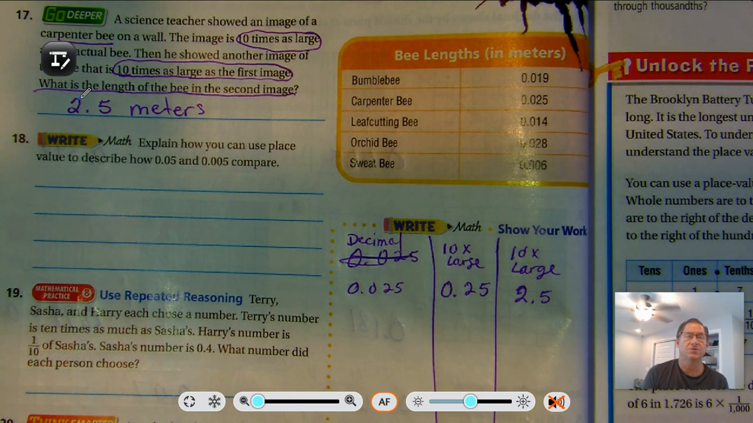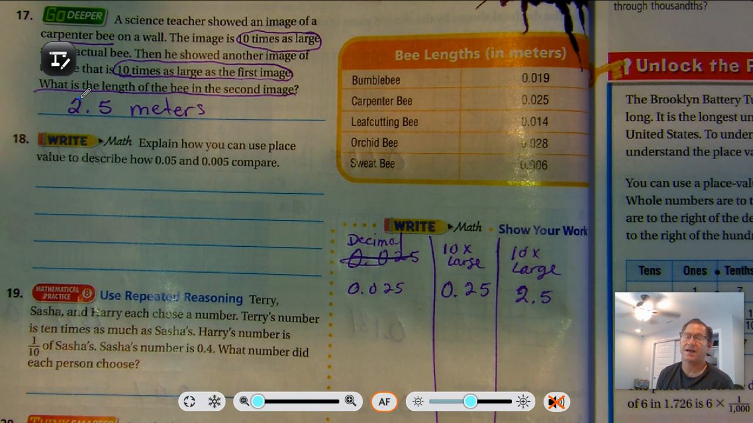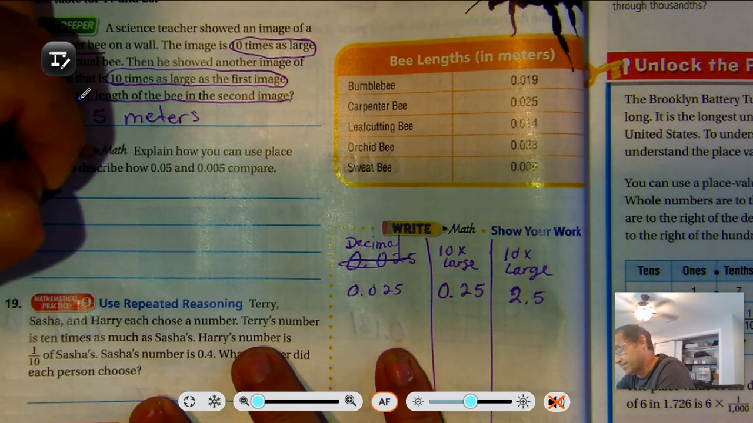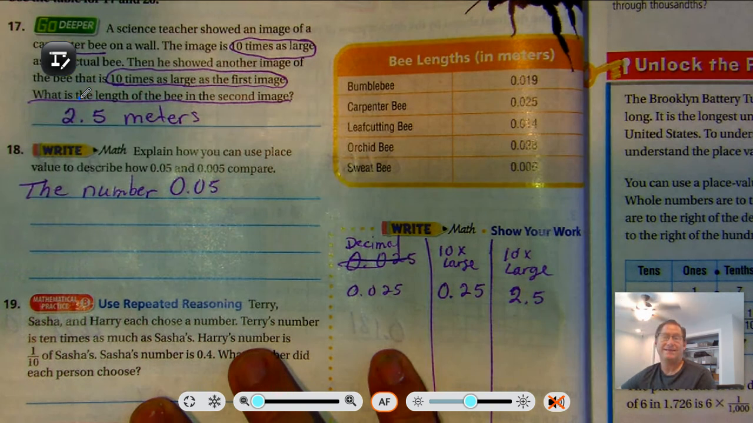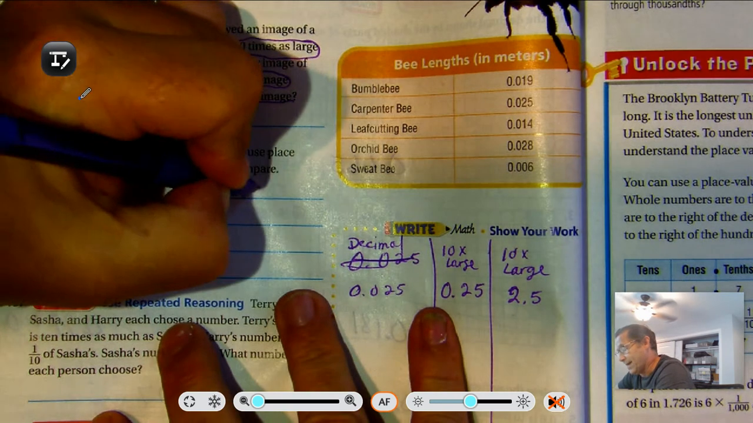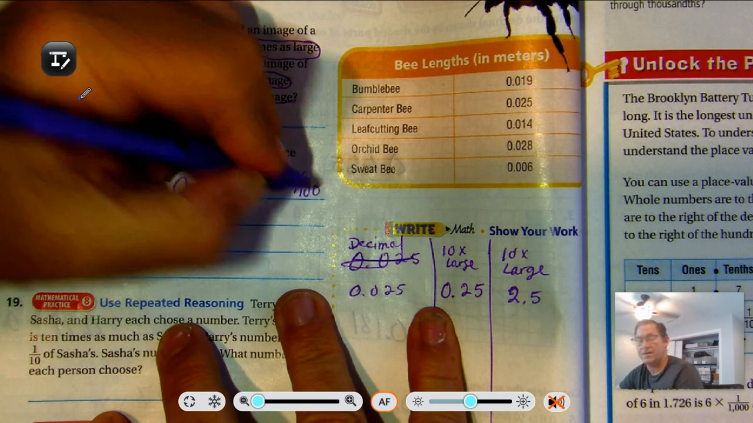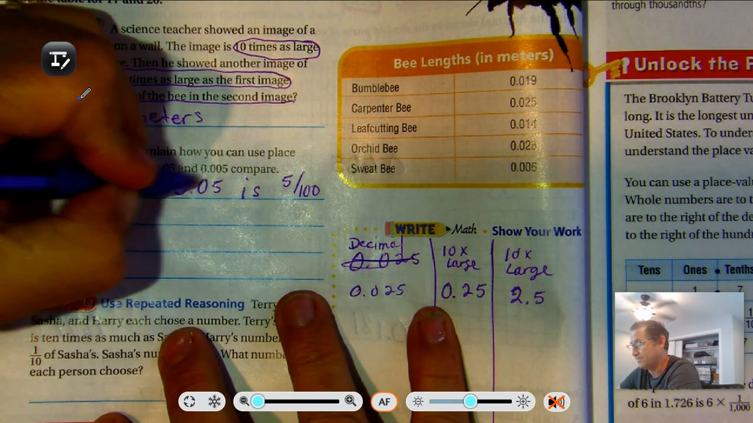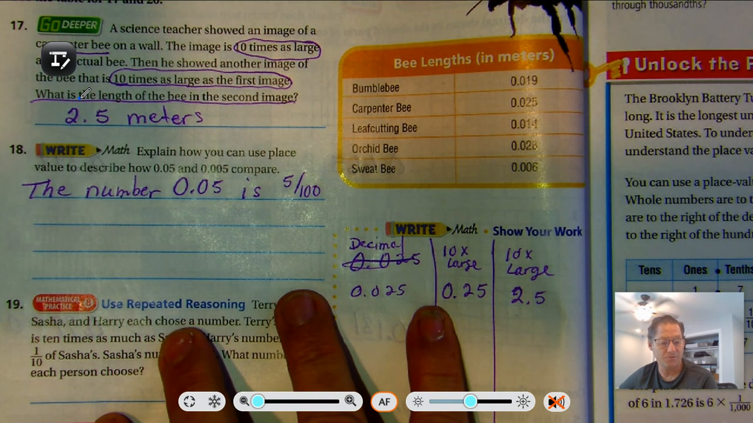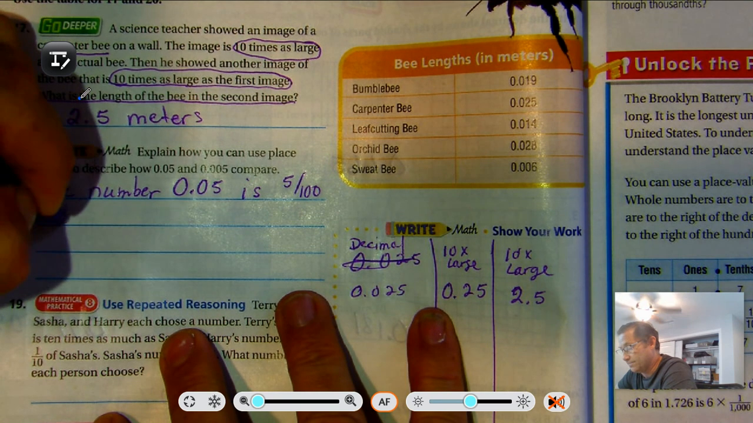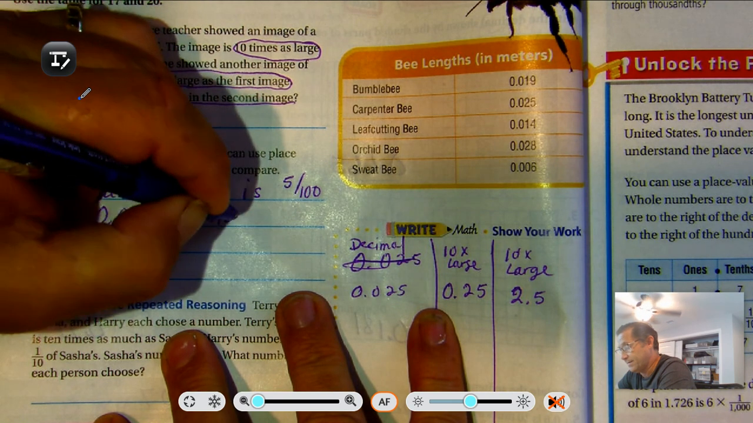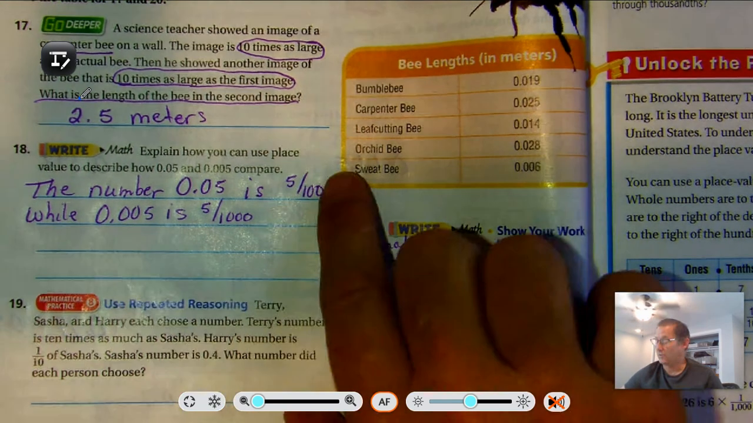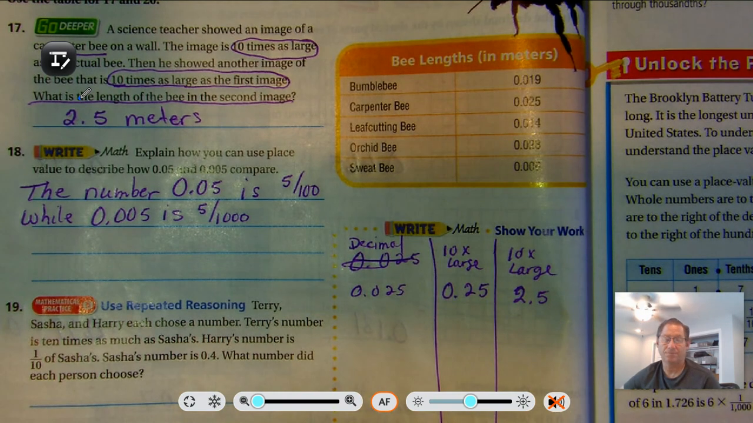All right, now, number 18. Explain how you can use place value to describe how 5/100ths and 5,000ths compare. Okay, so what is that number? Well, that's read as 5/100ths. There's 100 parts. Okay, there's 5 out of the 100 parts. While 0.005 is 5,000ths. So the 5/100ths is 10 times larger.